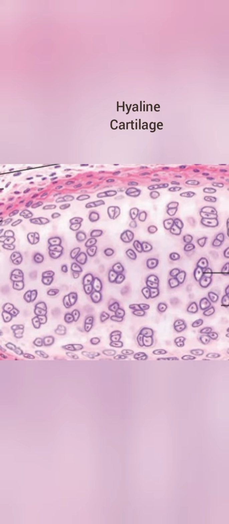These cells also produce elastic fibers in elastic cartilage and type 2 collagen fibers in hyaline cartilage, which are not visible in a light microscope since they have the same refractive index as that of the ground substance.